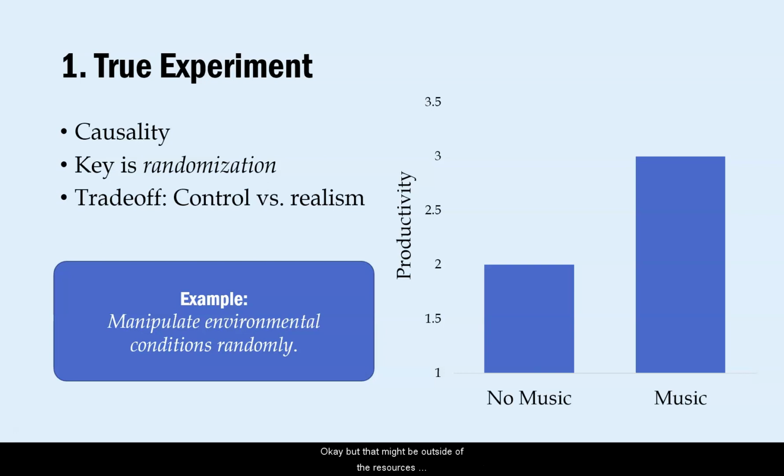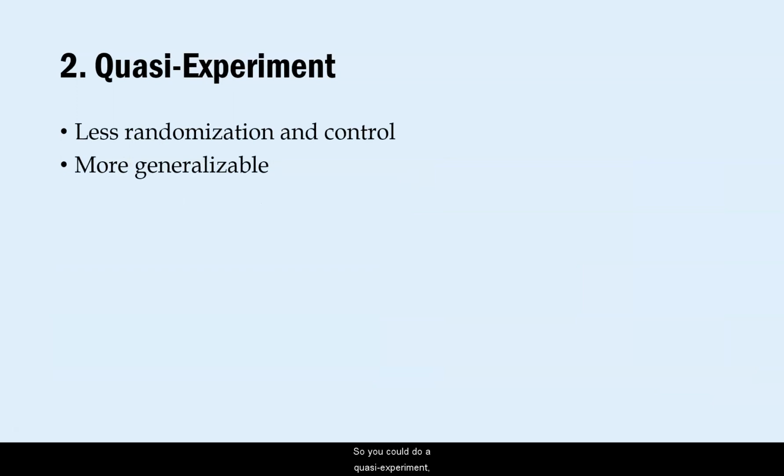Okay, but that might be outside of the resources someone has, or this might just seem too artificial, and a researcher might want to do something a little more realistic. So you could do a quasi experiment, which is going to look a lot like an experiment, as the name implies. But the difference is that you don't get to randomize the experience for every single person. You can't control for lots of outside factors.